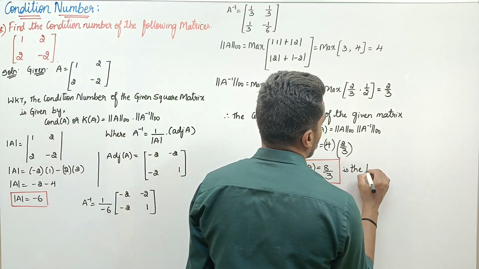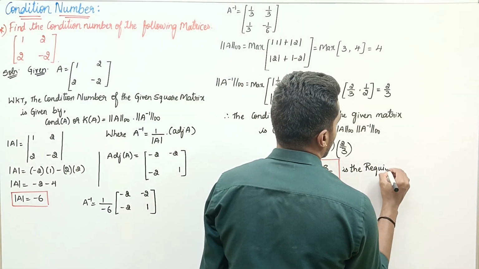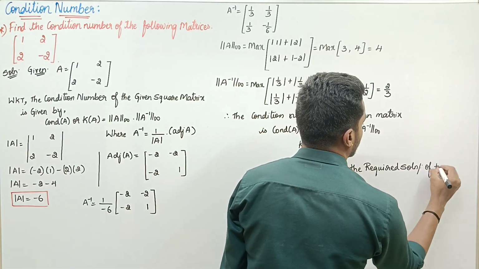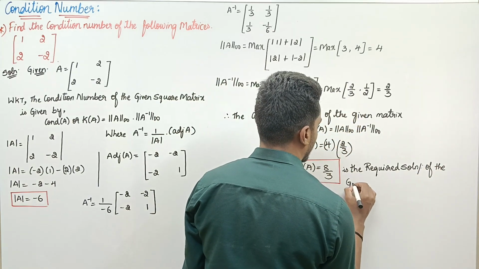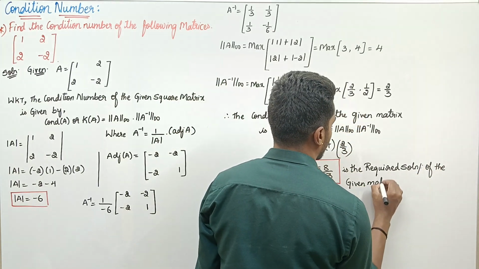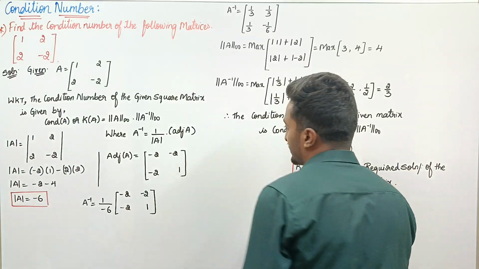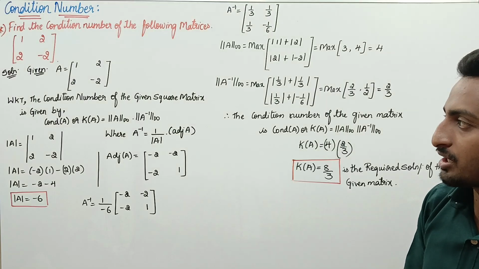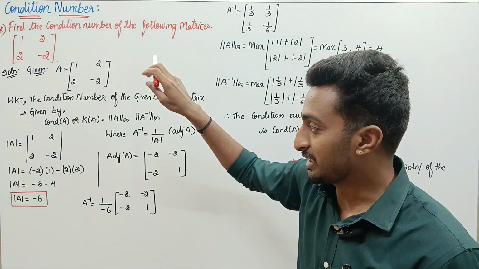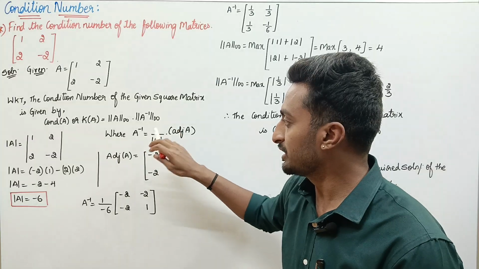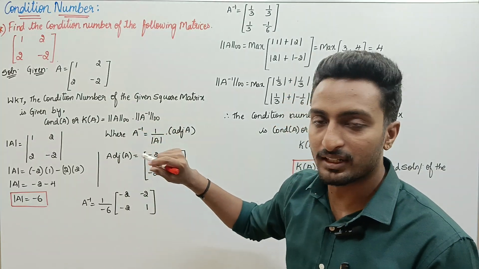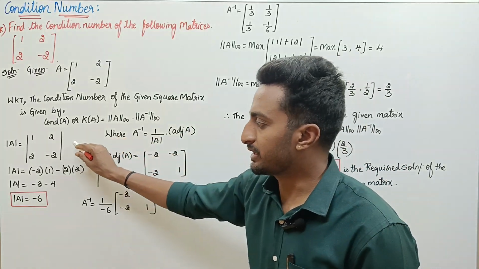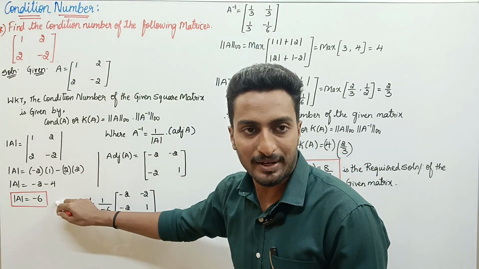That is the required solution of the given matrix. That's it. Very simple and very easy to find the condition number. First, what we are supposed to do, we are supposed to represent the matrix and the condition number formula. First let us find A inverse, that is 1 by determinant of A into adjoint of A. Find determinant of A. Determinant of A is -6.